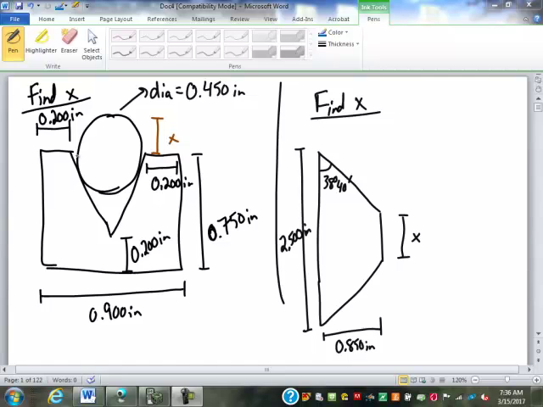So let's see how these are going for you. First one here, we need to find this angle here. We're not given it like we sometimes are. So to do that, we're going to look at this.